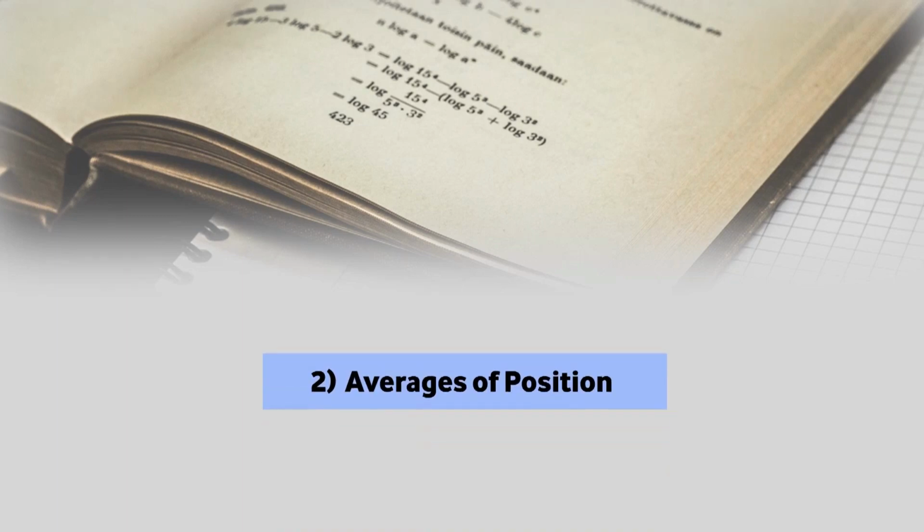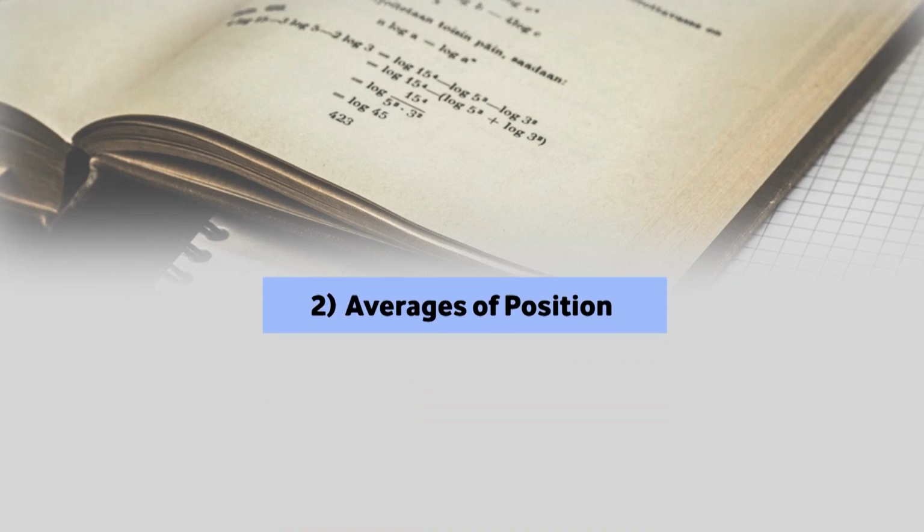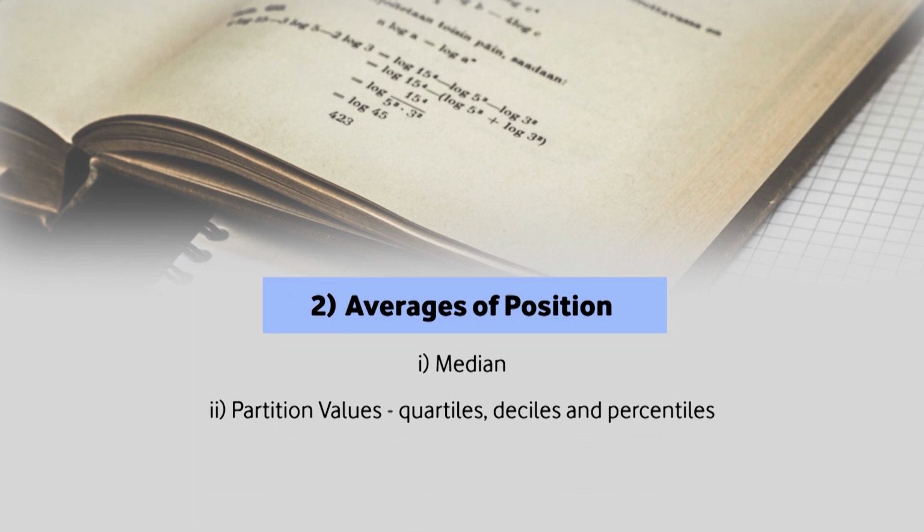The second type of central tendency measures would be averages of position, wherein we try to divide the data, or we try to see the position of the data. That can be calculated with the help of either the median or the partition values. If you want to divide the whole data set into two parts, that will be the median. If you want to divide it into 4 parts, that will be quartiles. Likewise deciles in 10 parts and percentiles in 100 parts. And then we can also calculate mode. So these are the different measures of central tendency.